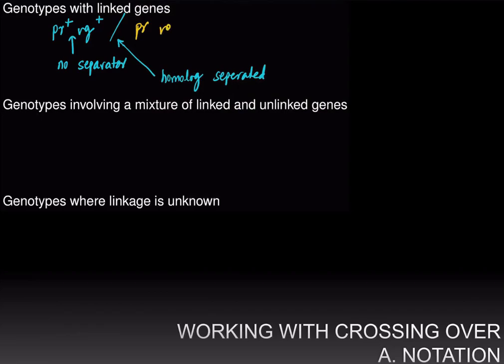And so, if we have a dihybrid individual who is heterozygous for purple plus and purple, and also vestigial plus and vestigial, this is how you would write the genotype. The genes would not be separated by any symbols, and the different chromosomes or the homologs will be separated by a forward slash.